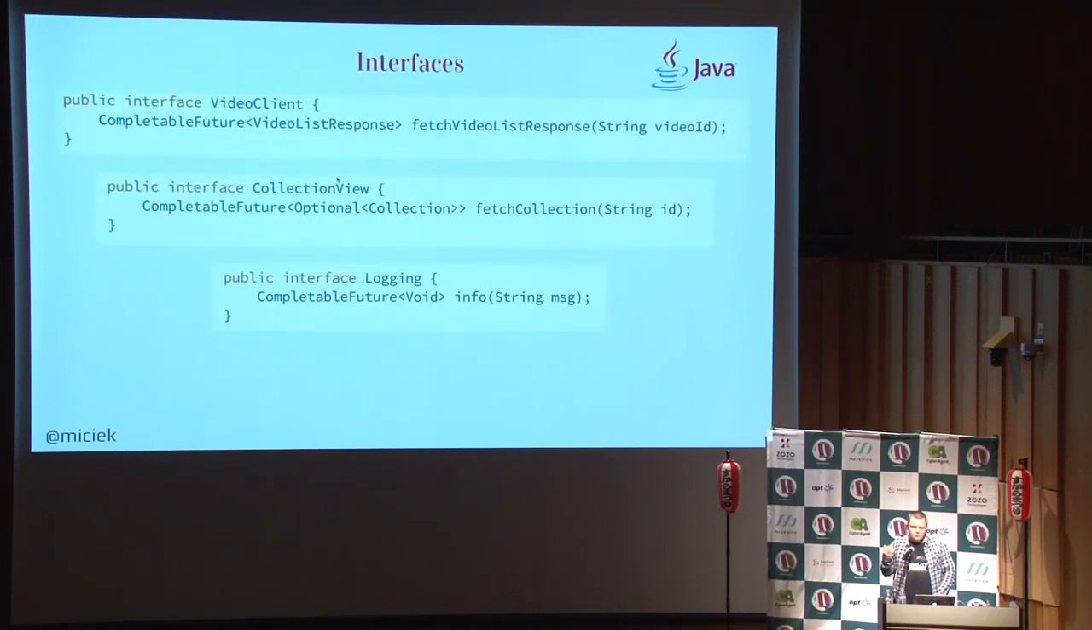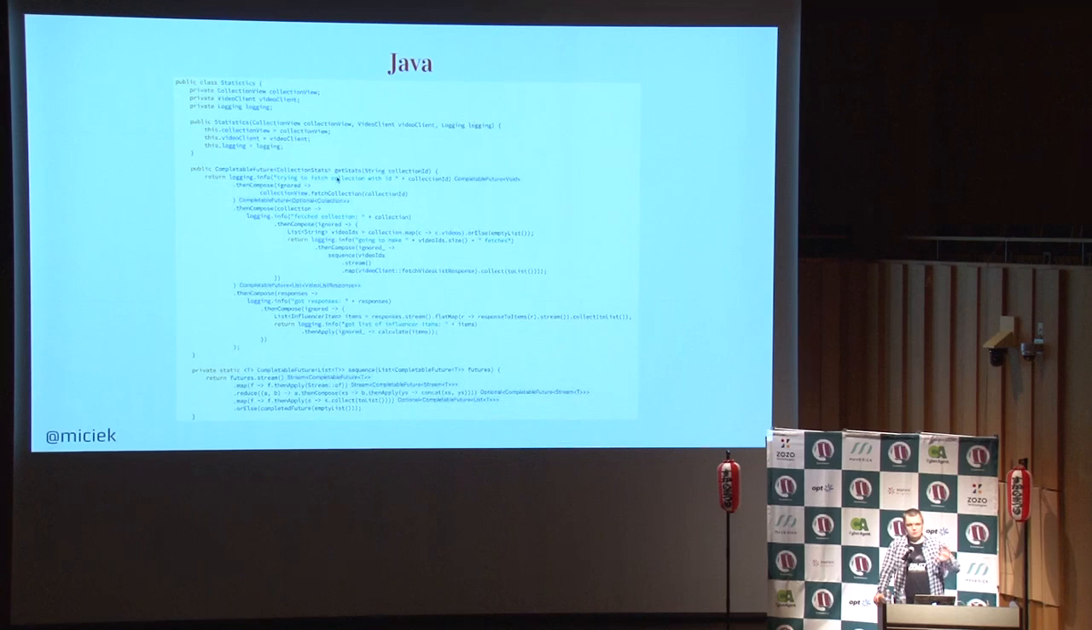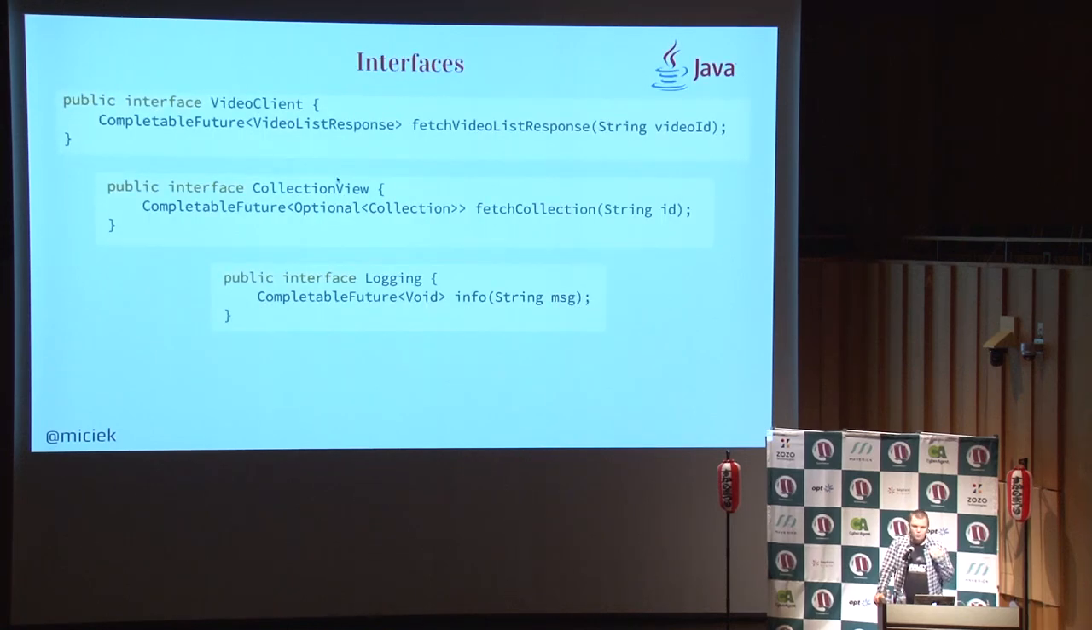But what is different? The difference is in the interfaces. So this code uses the same approach, modular interfaces, the one that I wanted to show you. VideoClient, the trait that we had, right? It needs to be CompletableFuture of VideoListResponse. CompletableFuture of Optional collection, right? C, no F. So that's the difference, and this is the main difference.